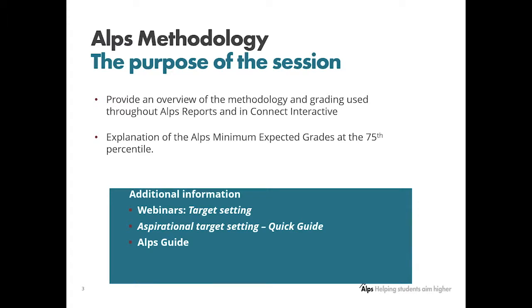Down the bottom there then, I've got a couple of other resources that might be very interesting to you once you've done this webinar, and that's the target setting one, where we talk through how to interpret the minimum expected grades at a subject level. There's a quick guide to go with that. And the Alps guide, every single thing that I'm going to say and all the benchmark tables is available to you in your Alps guide, where I'll show you how to get that in just a moment.